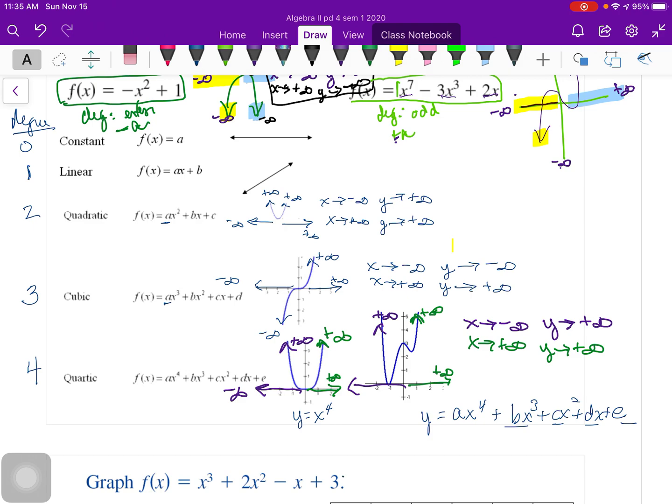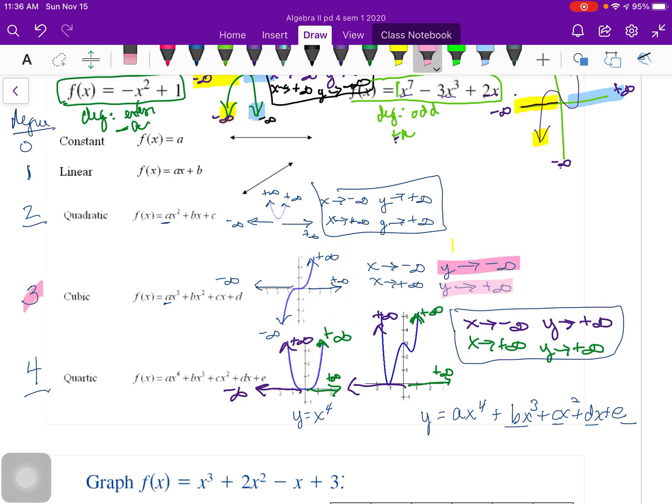So now let's actually try to get a graph, and we're going to use our synthetic substitution to get the points, and we should see these end behaviors. If it is an even degree, notice the end behaviors are the same. If it is an odd degree, notice the end behaviors are different.